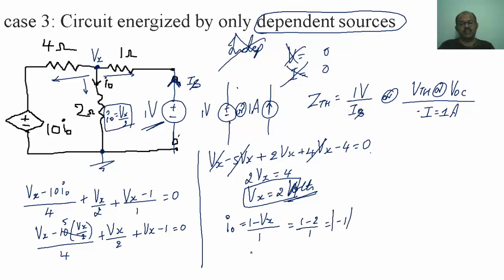But you have to take a magnitude sign. So, I will be getting I naught equals to 1 ampere. Why we have to consider magnitude?